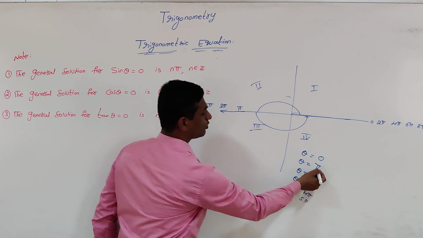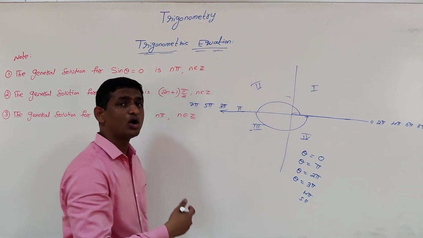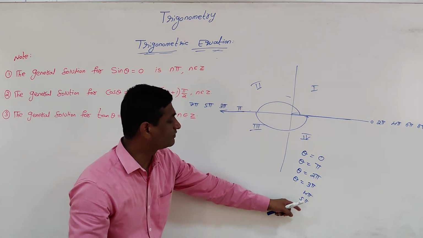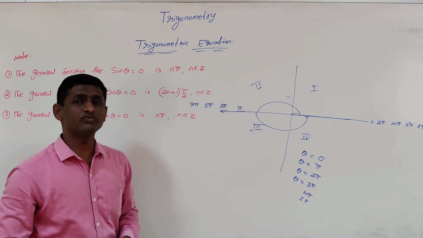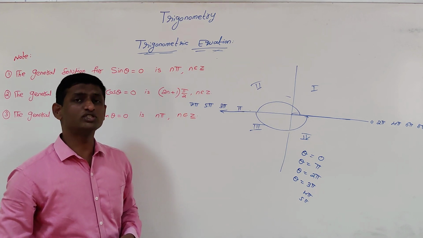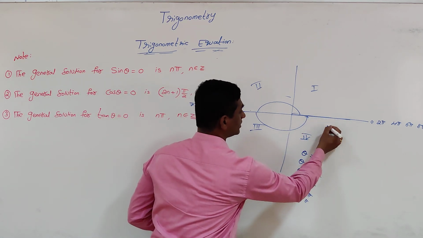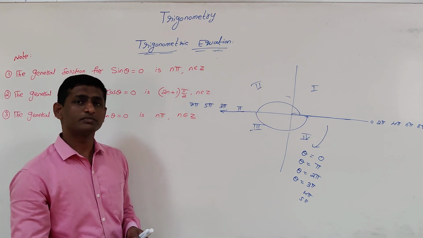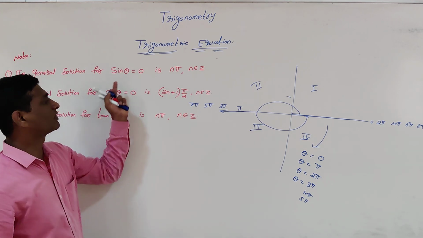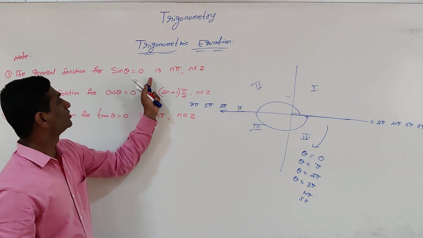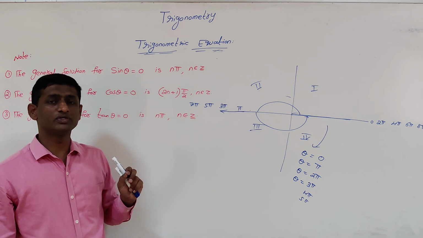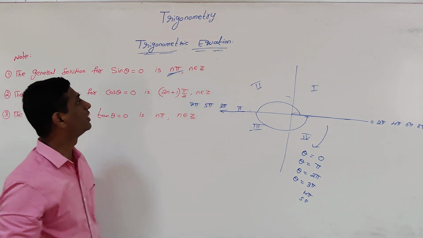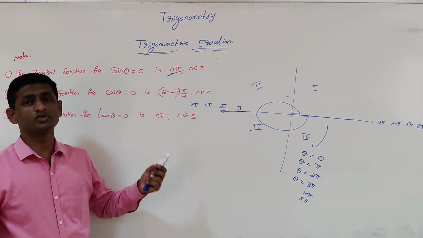That is 0, pi, 2 pi, 3 pi, 4 pi, 5 pi, all are multiples of pi. If we rotate in the anti-clockwise direction, we get positive angles. Similarly, if you rotate in the negative direction, 0, minus pi, minus 2 pi, minus 3 pi, all those values also satisfy. So sin theta is equal to 0 is a trigonometric equation and the solution of this equation is theta is equal to n pi where n belongs to Z. So all multiples of pi.